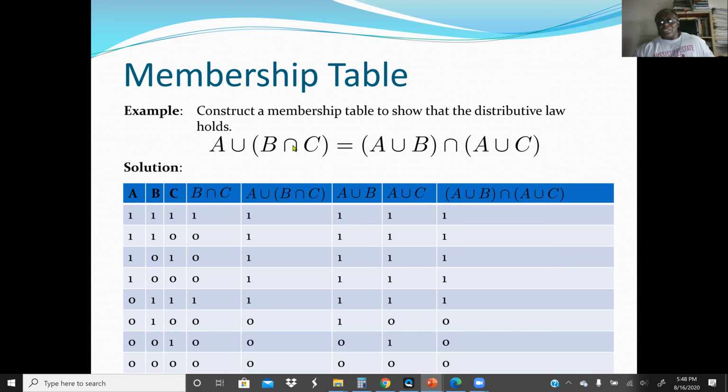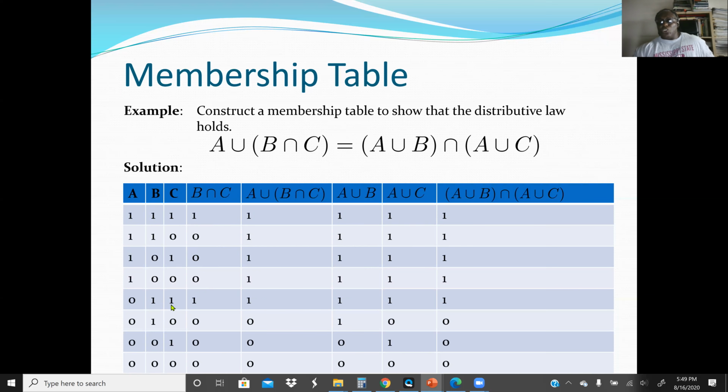And remember, intersect is multiplication. Union is addition. So for B and C, 1, 1, then B intersect C will be 1. B is 1, C is 0, so 1 times 0 is 0. 0, 1 will be 0, 0, 0 will be 0. We only get 1 when both are 1 for intersect.